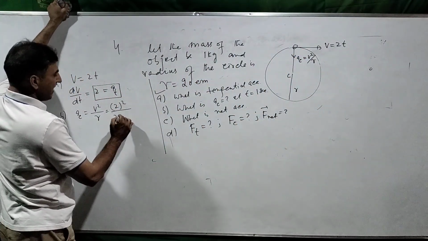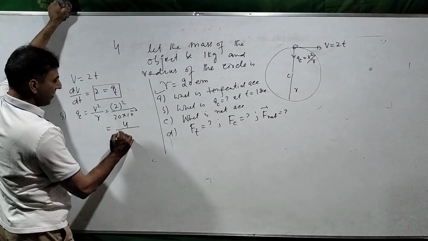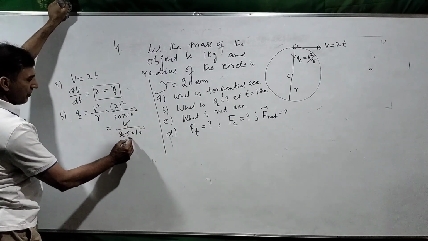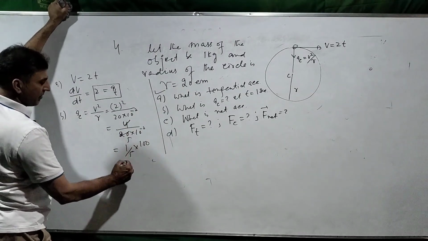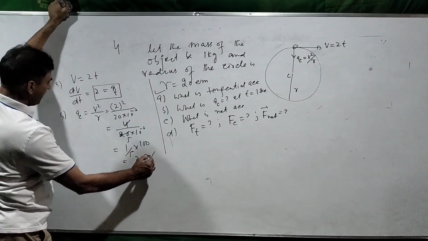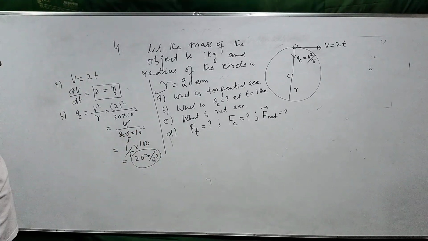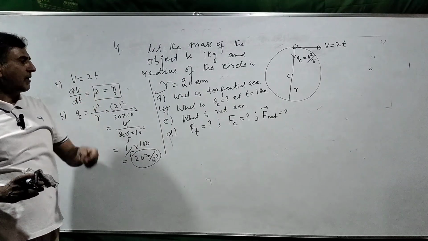What is r? That is 20 centimeters, 20 into 10 to the power minus 2. It is 4 by 20 into 10 raised to the power minus 2. That is 1 by 5, taking it up, into 100. It is 20 meters per second square. Finished. The second one is also done using the formula v square by r.